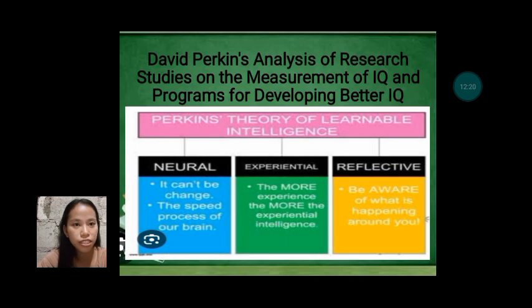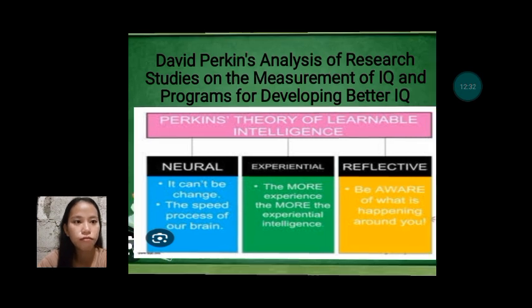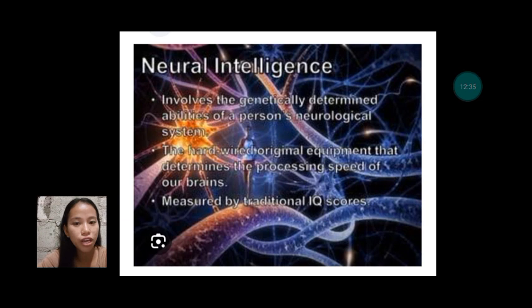The next one is David Perkins's analysis of research studies on the measurement of IQ and programs for developing better IQ. We have here neural intelligence. It involves the genetically determined abilities of a person's neurological system, the hardwired original equipment that determines the processing speed of our brain, measured by traditional IQ scores.